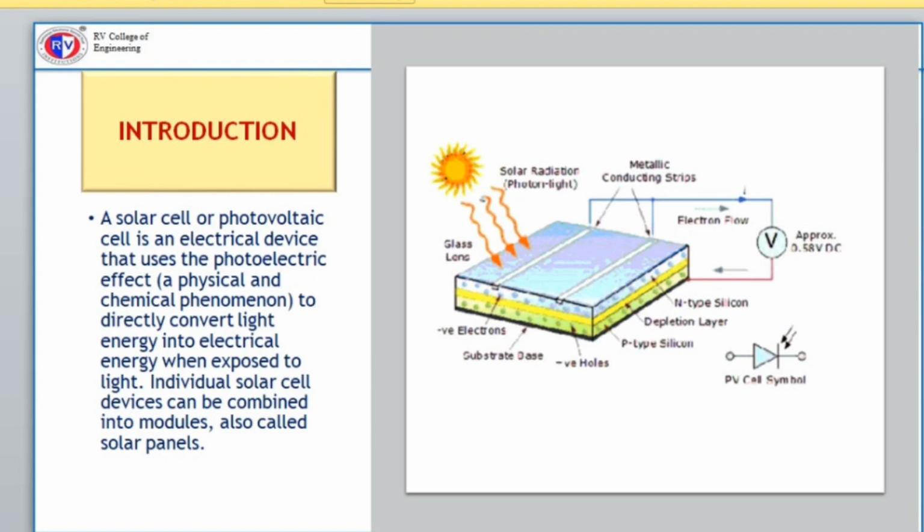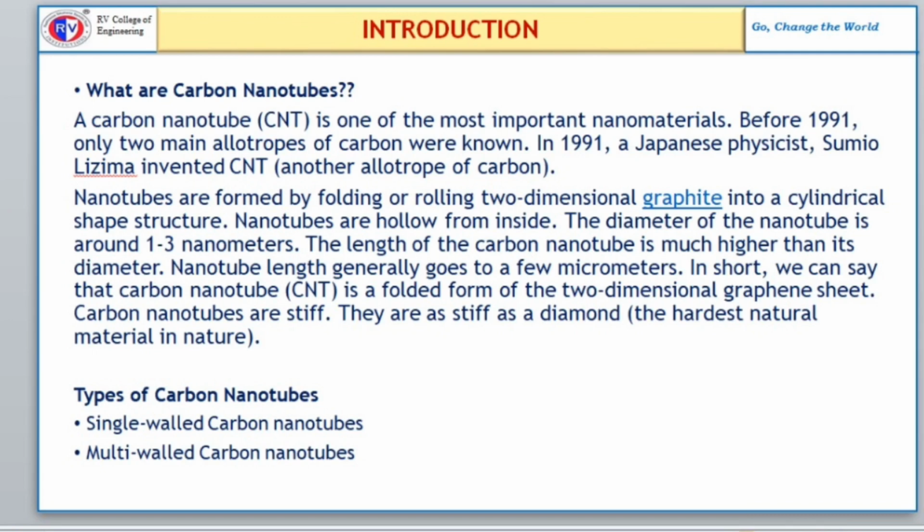Now moving to the carbon nanotubes. A carbon nanotube is one of the most important nanomaterials. Before 1991, only two main allotropes of carbon were known. In 1991, a Japanese physicist, Sumio Iijima, invented CNT, which is another allotrope of carbon.